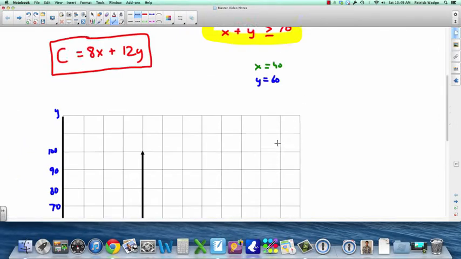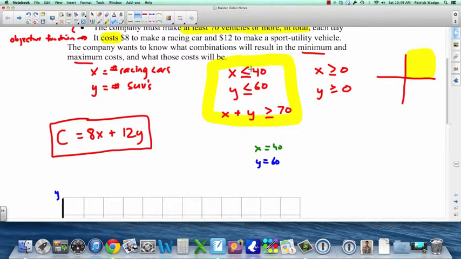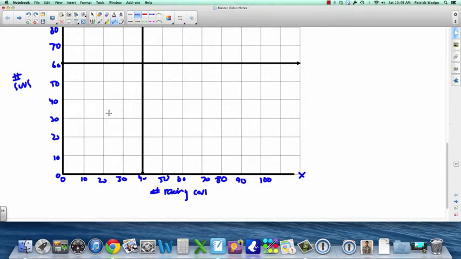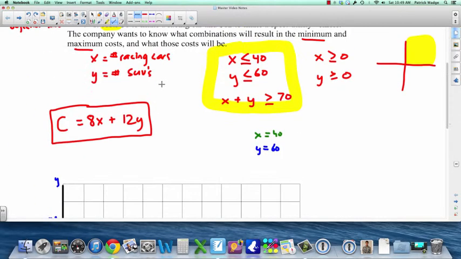Okay, let's just look at the shading of those two. It says x is less than or equal to 40, and y is less than or equal to 60. So all the x's are less than 40, so they're all over here, and all the y's are less than 60, so they're all down there. So the only part we really need to worry about is this little rectangle down the left-hand corner here. That's the only place where it could possibly be. But we have one more inequality to worry about.